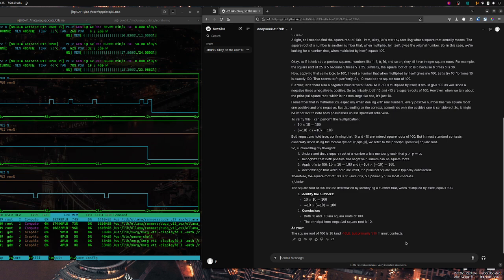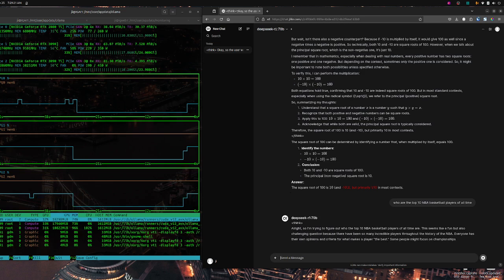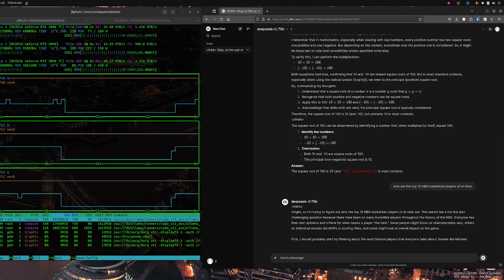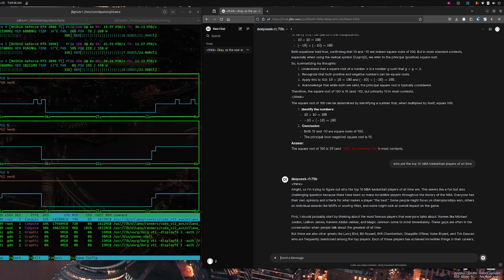Let's ask it something a little bit more, not trivial, but something where it's going to have to think and maybe get some data from potentially the web or some other sources. Maybe it has the data inside of it. So I'm going to ask it, who are the top 10 NBA basketball players of all time? And again, at this point, it's moving, right? No lag after the initial ramp up, and it's doing its own thing.